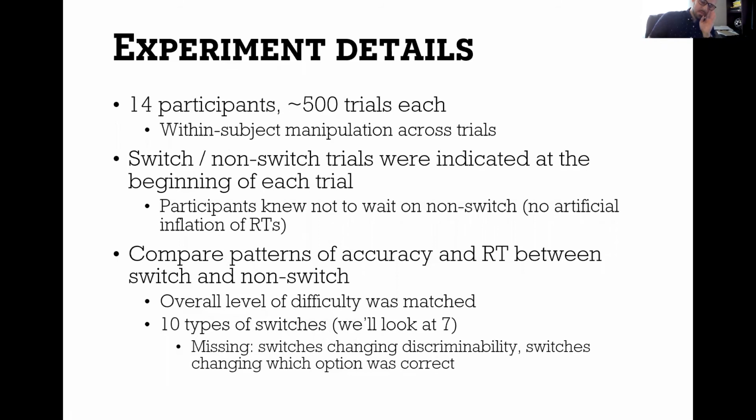Okay, the actual experiment details: there's 14 participants. Each person takes about 500 trials. This is about an hour-long task. We have a within subject manipulation, so everybody sees both the switch trials and the non-switch trials. We also tell our participants at the beginning of a trial whether it's going to be a switch trial or non-switch trial. So they're not just waiting in non-switch trials. They know that they can make their response as soon as they're ready to make it.